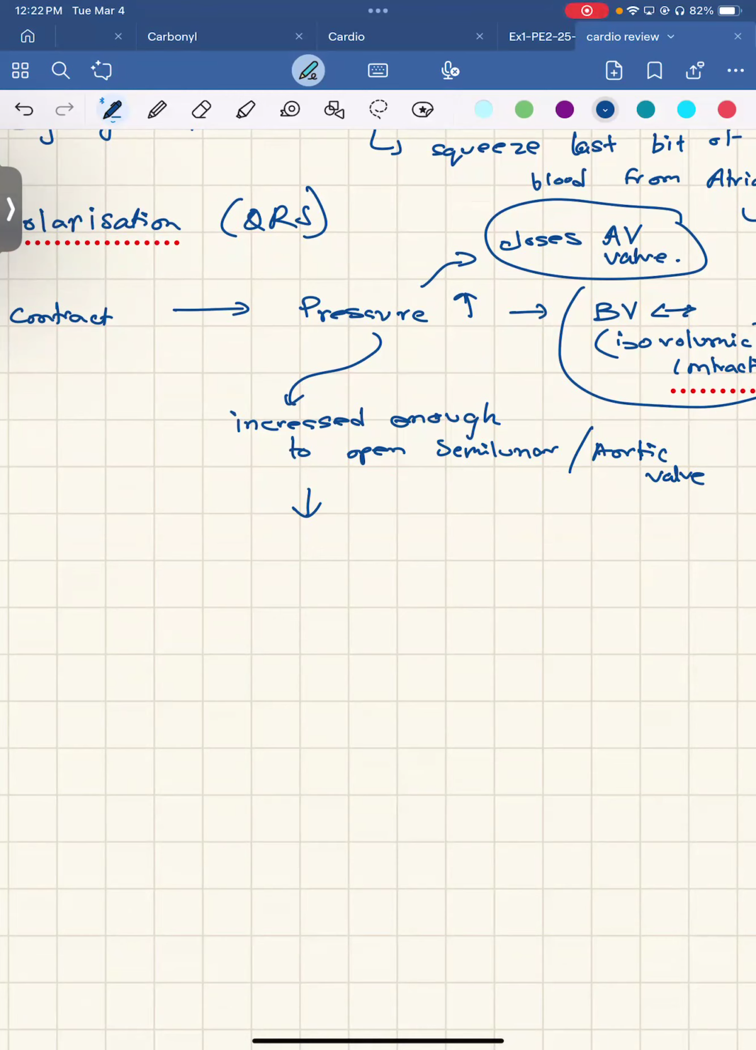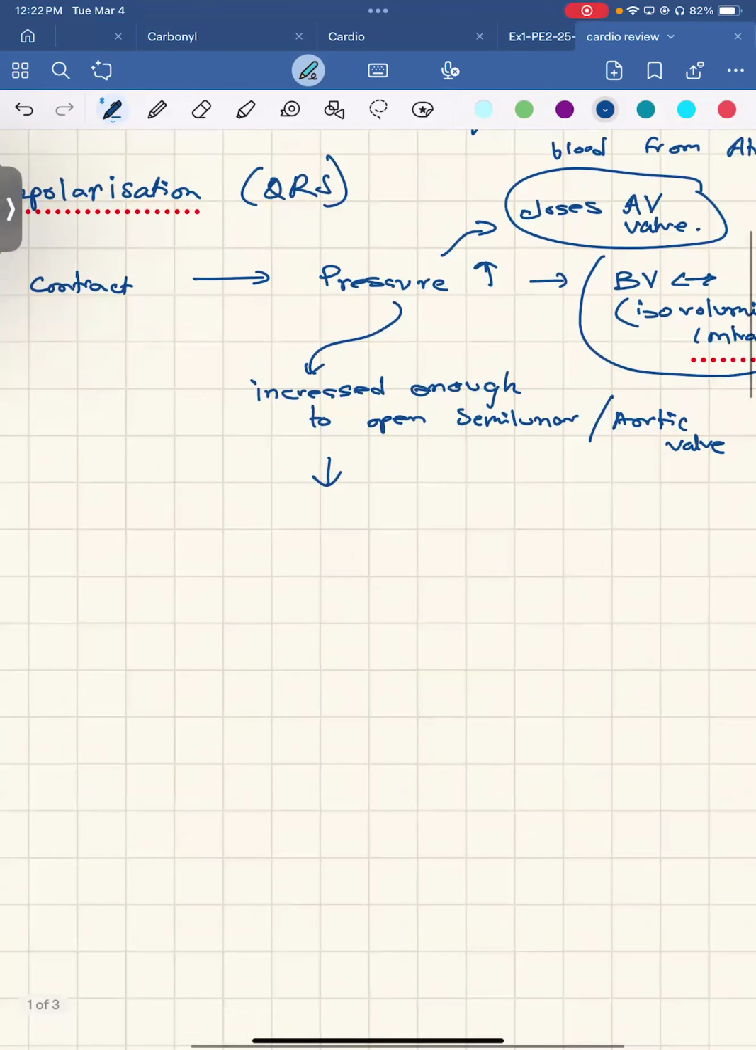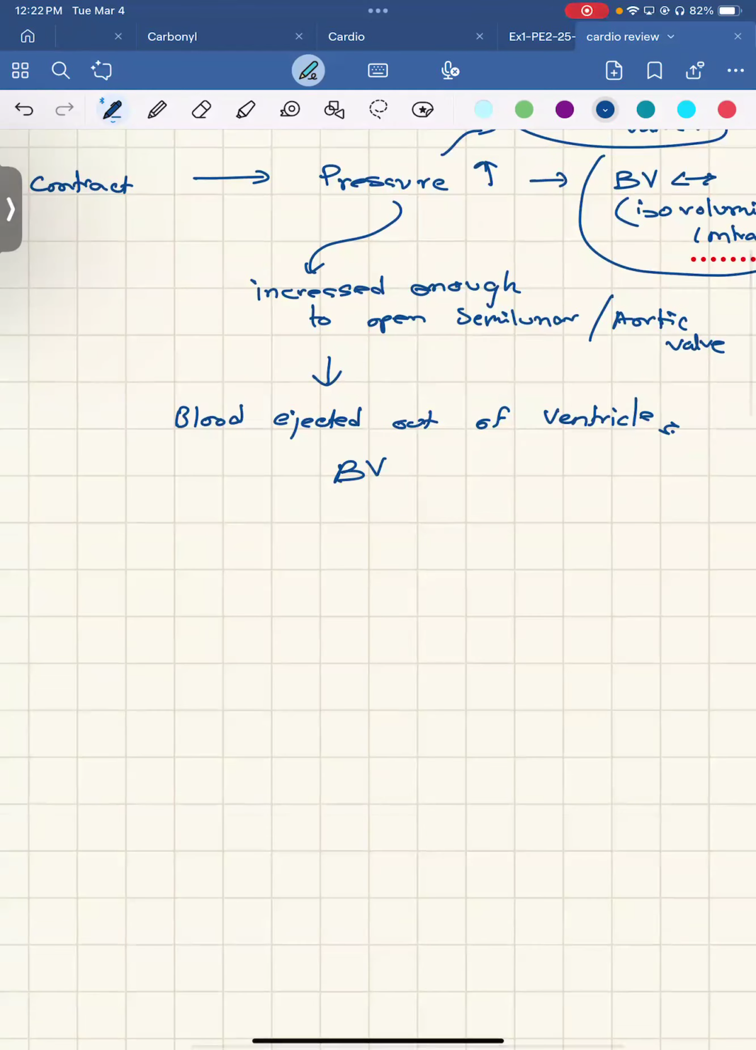Yeah, to the aorta. So blood would be ejected out of the ventricle, wherever it wants to go. Okay, so what would happen to the blood volume? Yeah, in the ventricle, the blood volume would decrease.